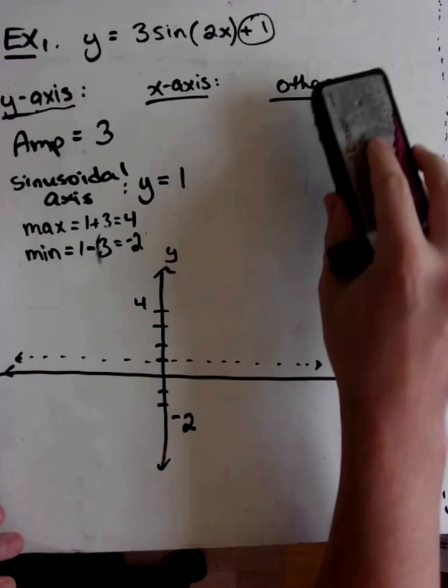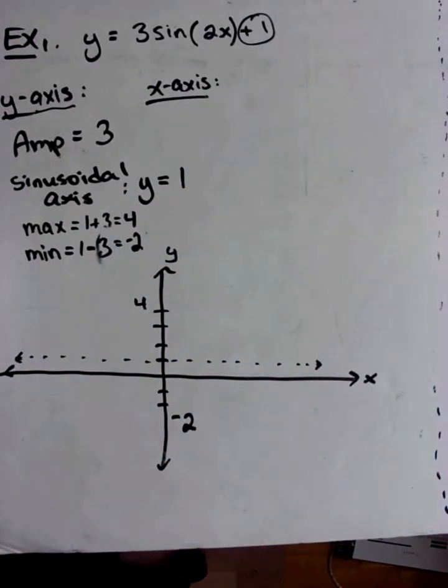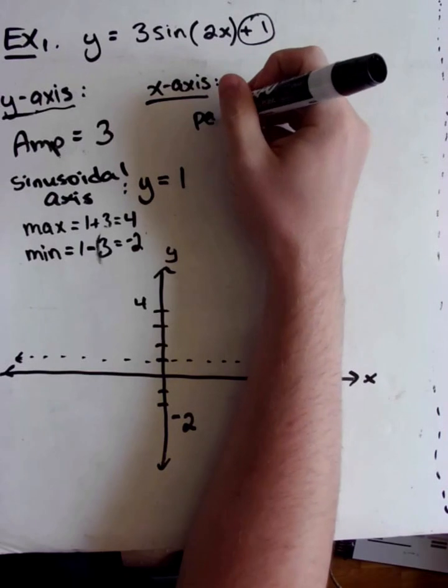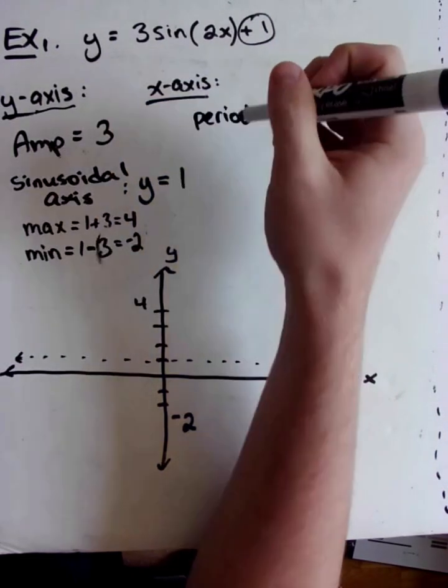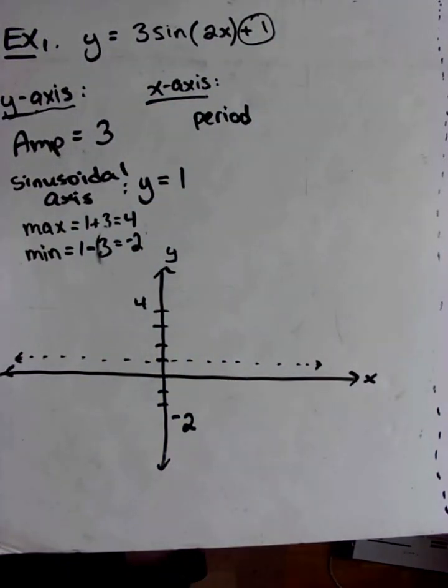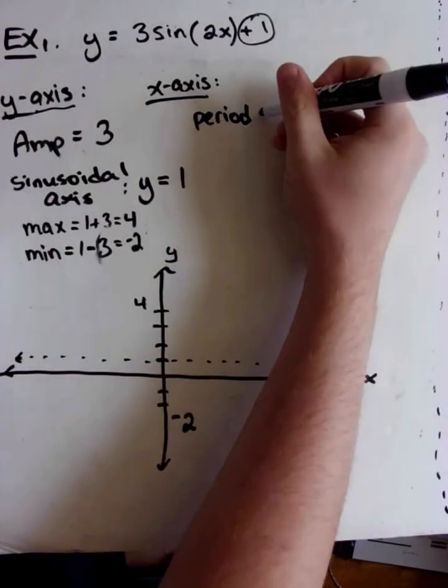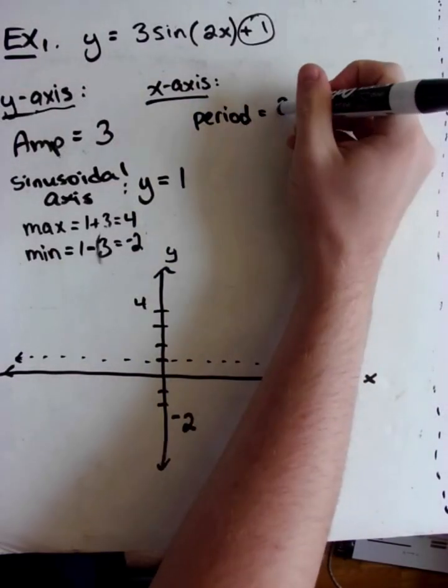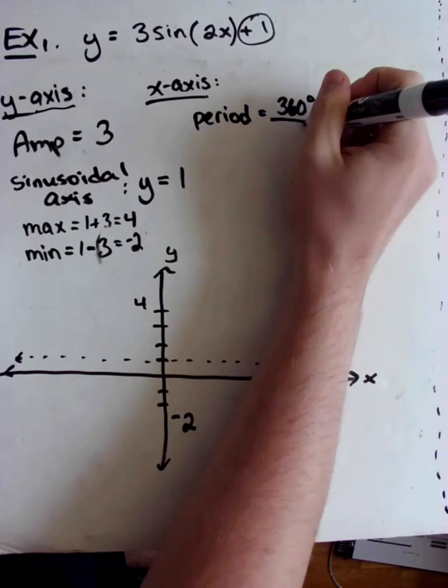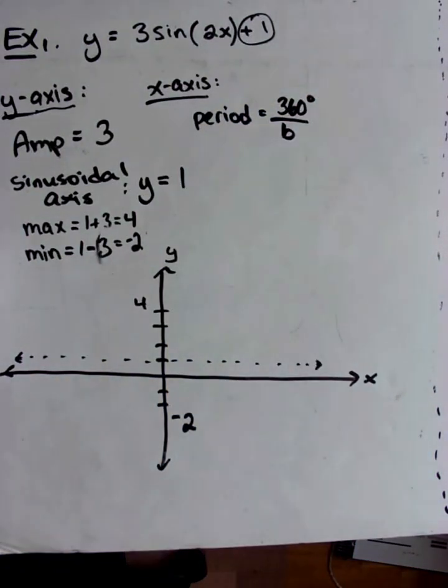I'm just going to give myself a little more room here for the x-axis. First thing I want us to talk about for the x-axis is the period. The period of the question, if you remember from the last booklet, is when our graph repeats itself. We get the period from the equation 360 divided by b, and I don't care if b is positive or negative. If it was in radian measurements, then I would use 2 pi divided by b.